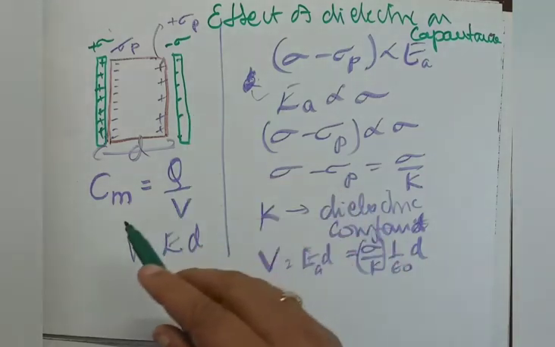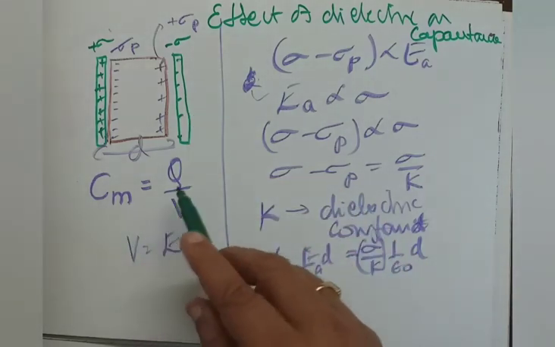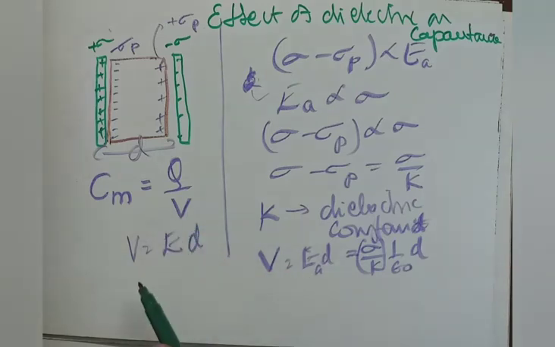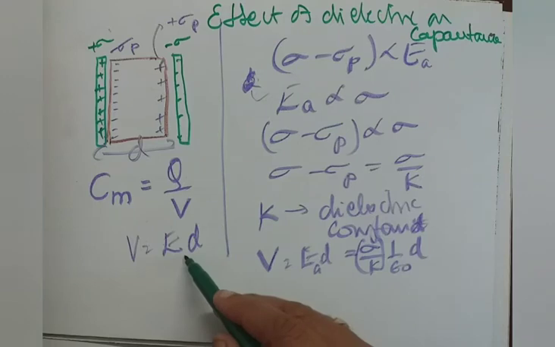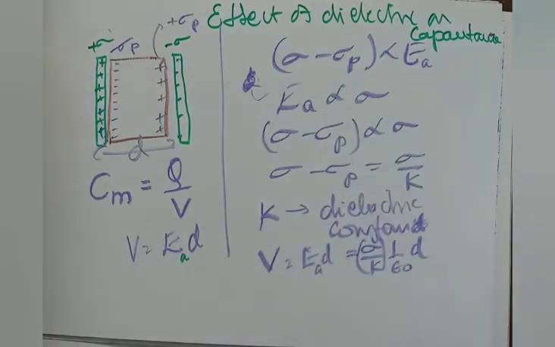Now with this we start deriving it. Cm, the capacitance with medium, equals Q by V. V equals E into d, as we know. Here E can be taken as E applied, the applied field. Sigma minus sigma p is the net charge density on the positive plate or near the negative plate, where sigma p is the charge density due to polarization. Therefore, sigma minus sigma p is proportional to the applied electric field.